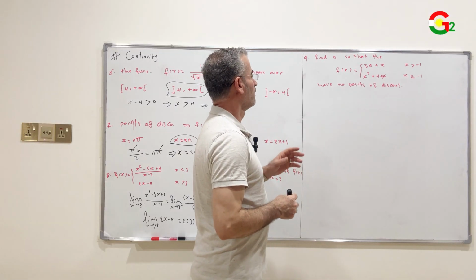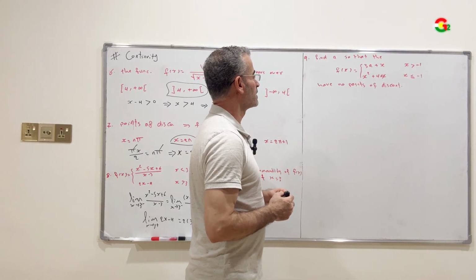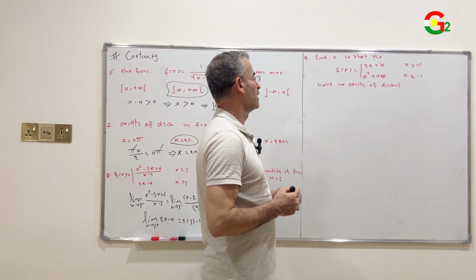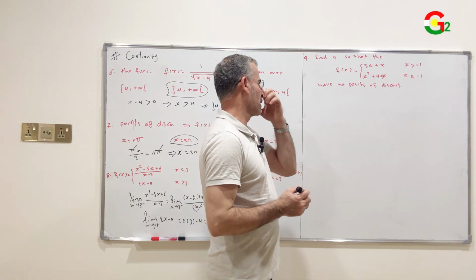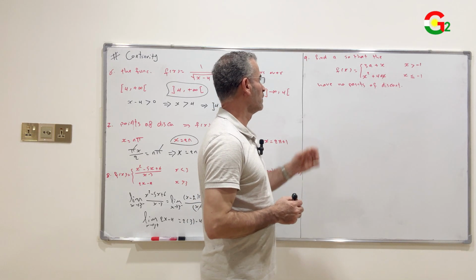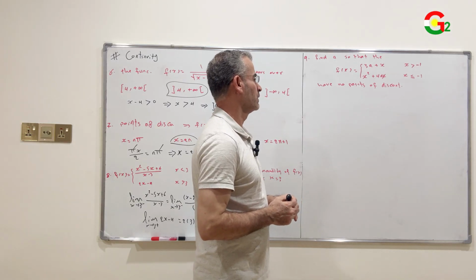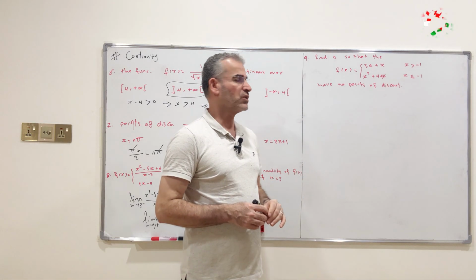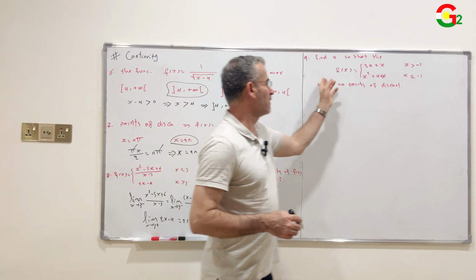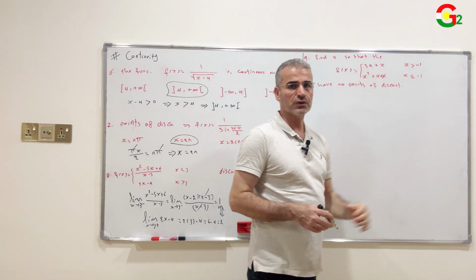Question number 9. Find a so that the function f(x) = 3a + x when x > -1, and x² + 4ax when x < -1, has no point of discontinuity. Since the function has no point of discontinuity, the limit of this function when x approaches -1 should exist.